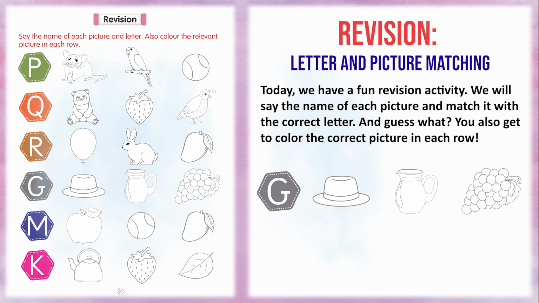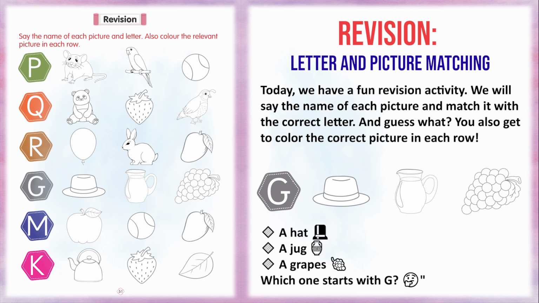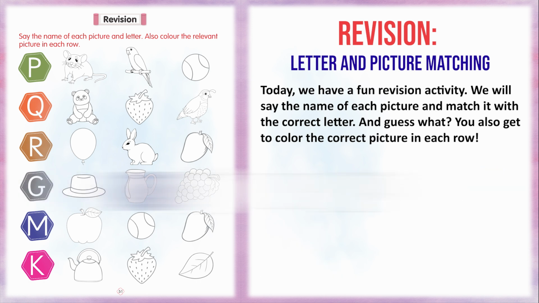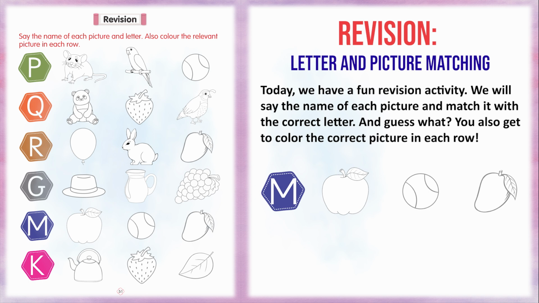Fourth row, letter G. The letter here is G. G says G. Let's check the pictures. A hat, a jug, a grapes. Which one starts with G? Correct answer, grapes. G for grapes. Color the grapes.